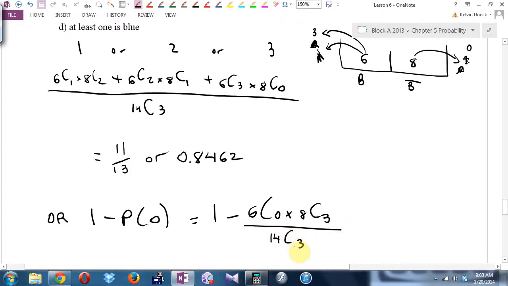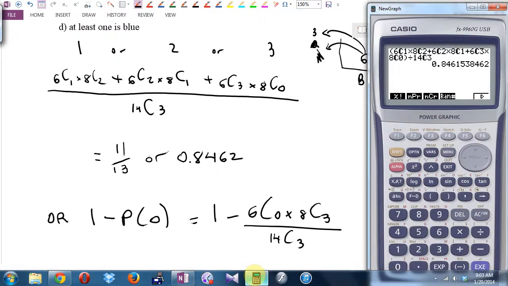Let's see if that gives us, right, that would be 0 blues, 3 others, 14 choose 3. Let's see if that works. 6 choose 0, and 8 choose 3, divided by 14 choose 3. Oh, syntax error. 14 choose 3. 1 minus that. Do you also get 0.8462? Same answer. Which one's right? They both are.